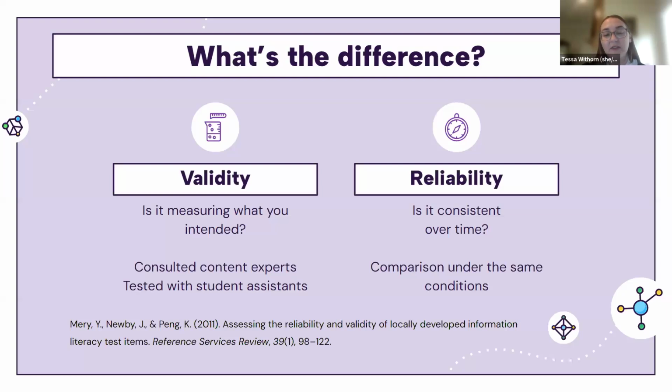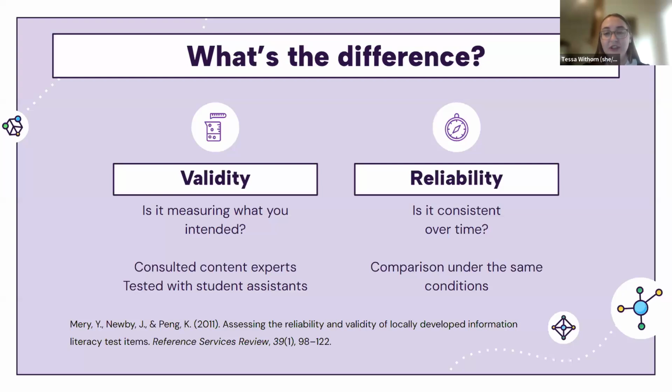But I do want to point out this citation, this Mary Newby and Pang article, assessing the reliability and validity of a locally developed information literacy test, which is a little bit older. It's from 2011, but this article really inspired me to take control over validity and really feel like an expert myself. It may seem like validation and reliability are these really time-intensive processes, but it's actually very accessible and you can consider yourself an authority as well.